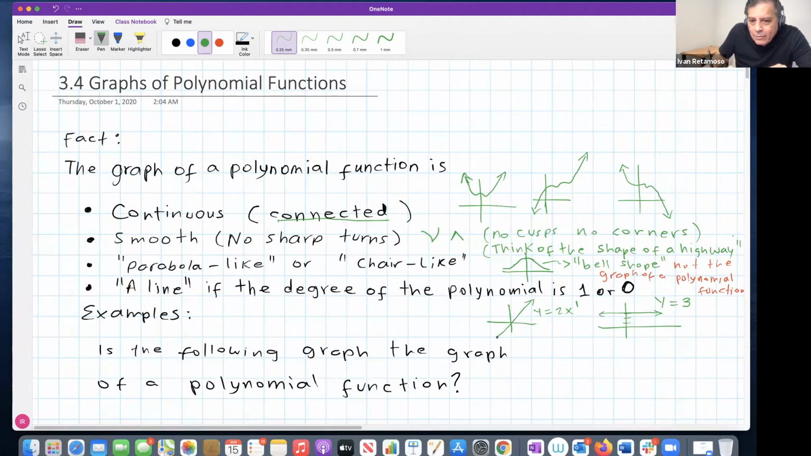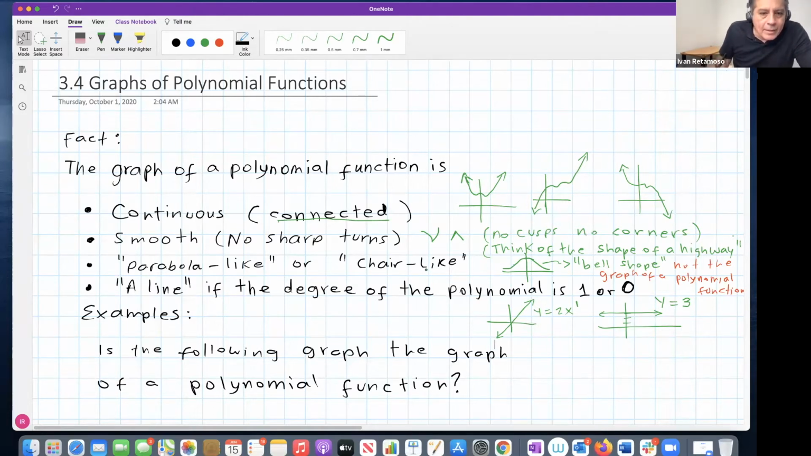So, conclusion, guys. The graph of polynomial functions could be chair-like, parabola-like, or perhaps a line, if the degree is 1 or 0, but never a bell, never a graph showing corners, never a graph showing cusps, or never a graph that is broken, separated in 2, 3 pieces.